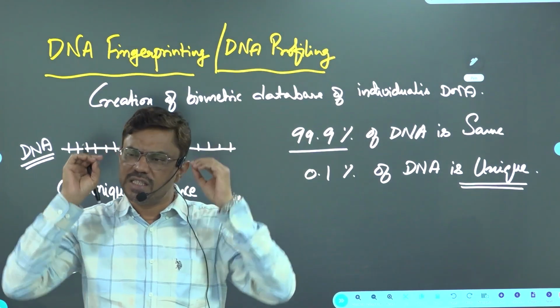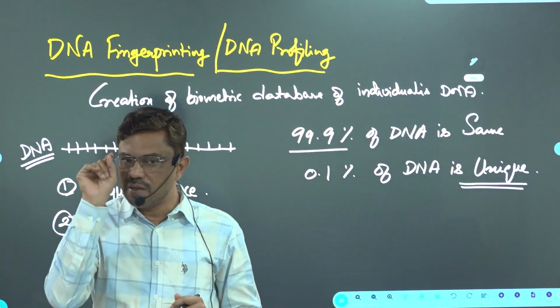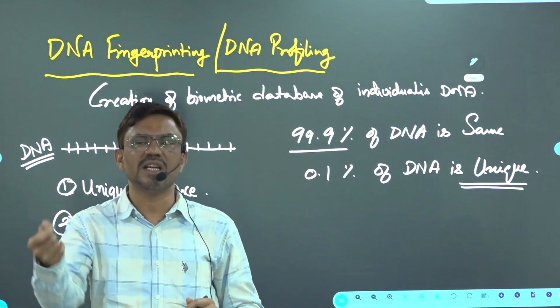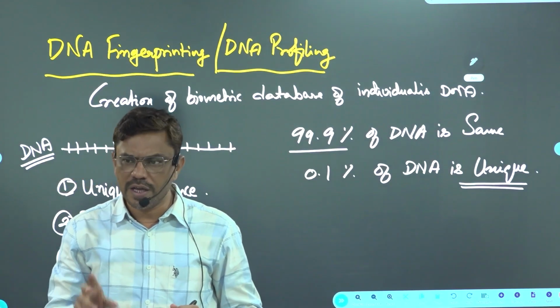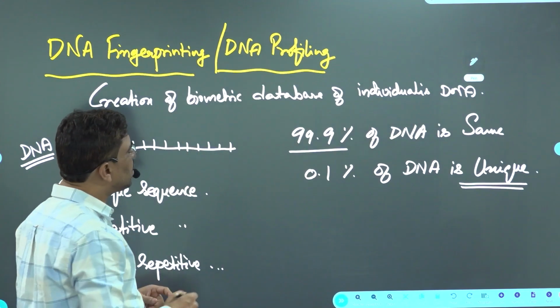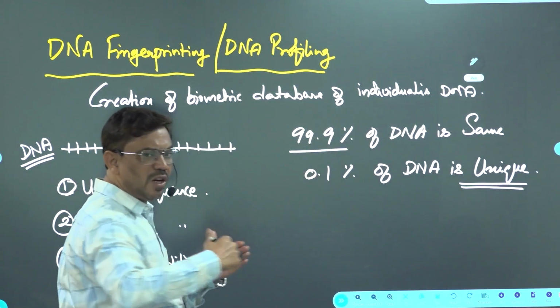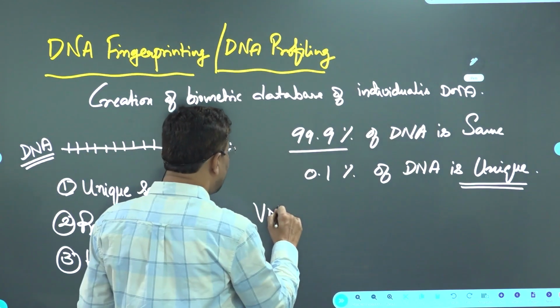99.9% of human DNA is similar, but 0.1% DNA is different. That 0.1% DNA makes the uniqueness of that particular person. Are you getting my point? These are called unique sequences. These unique sequences may vary from one person to another person. So these are called VNTRs.